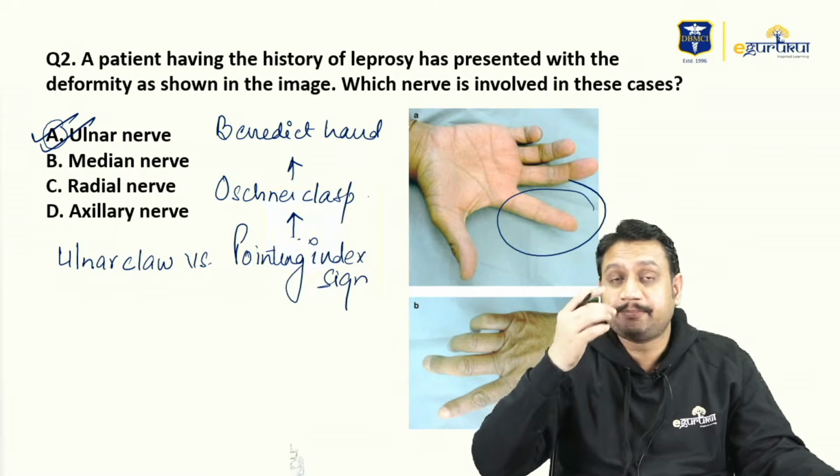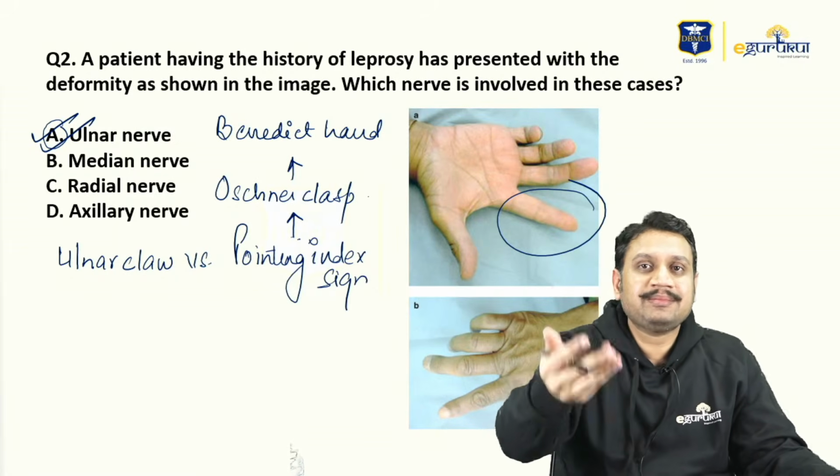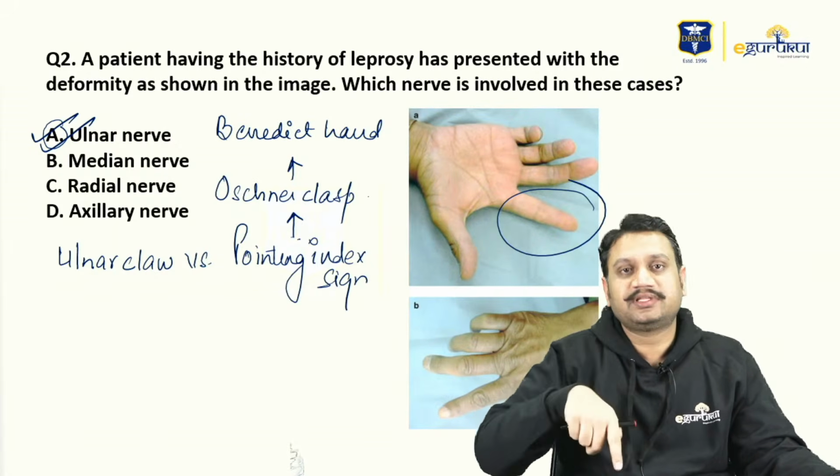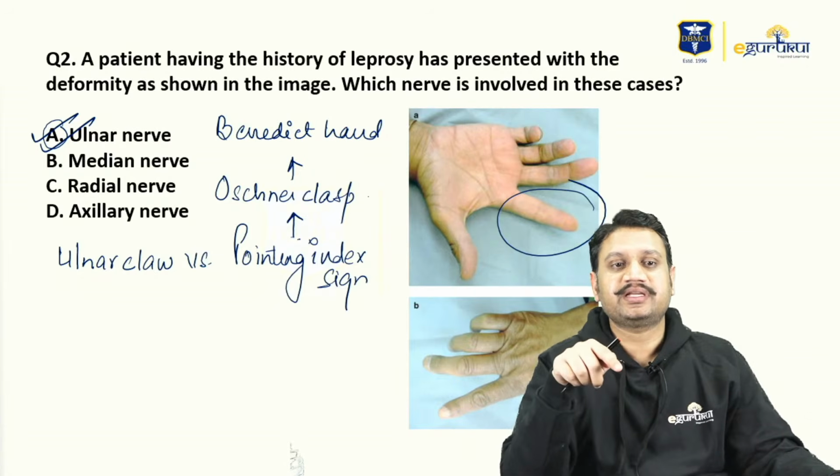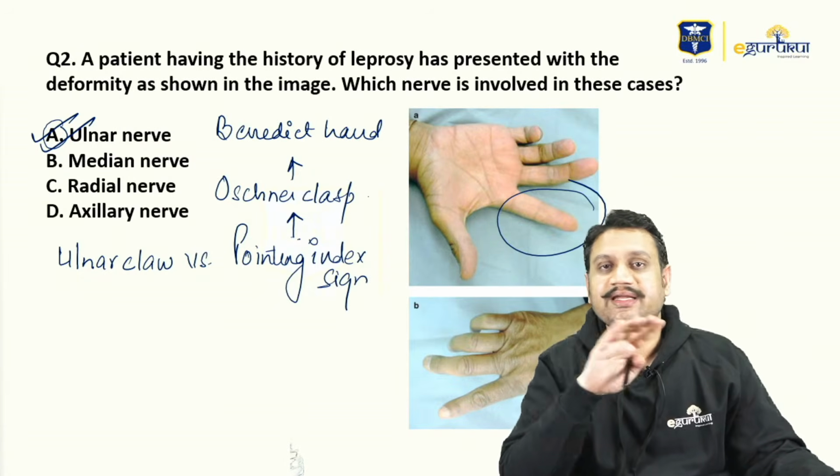If they say that patient came in OPD, you asked him to flex the finger, and then this was the attitude, that means it's a median nerve injury. So right now, it is a ulnar nerve without any kind of history given to you.